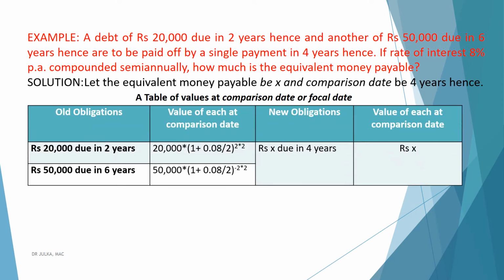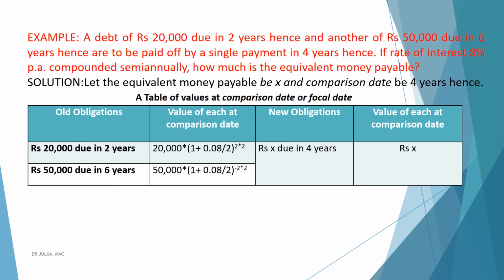In this example, the first old obligation is 20,000 rupees which is due in 2 years hence and the comparison date is 4 years. So that's why we have to pay the interest of 2 extra years. Here interest is compounded semi-annually, so that's why interest is divided by 2 and the period multiplied by 2. And the value of this 20,000 rupees at comparison date is 20,000 multiplied by 1 plus 0.08 divided by 2, the whole raised to the power 2 multiplied by 2.